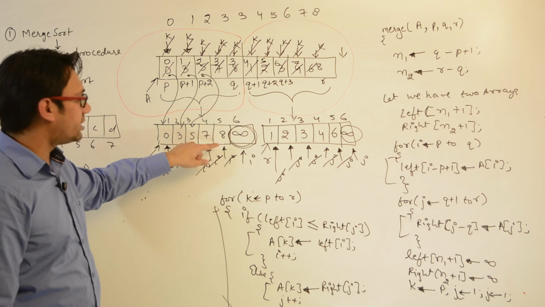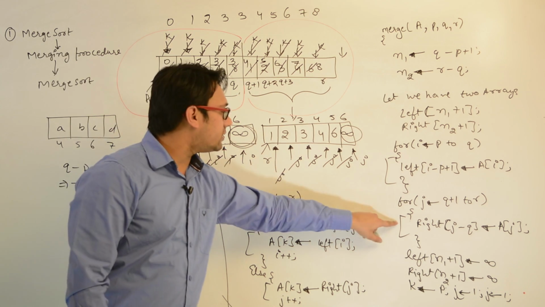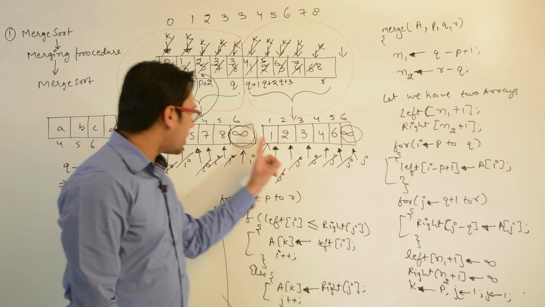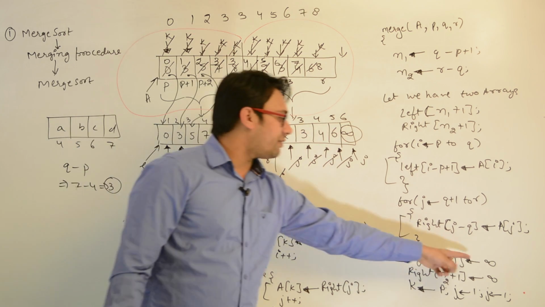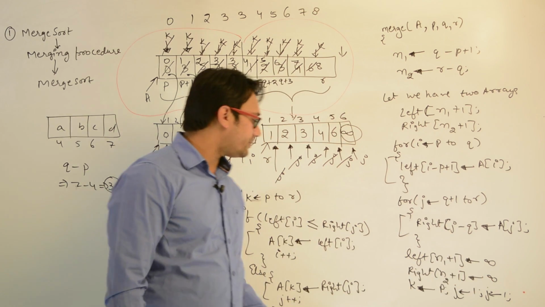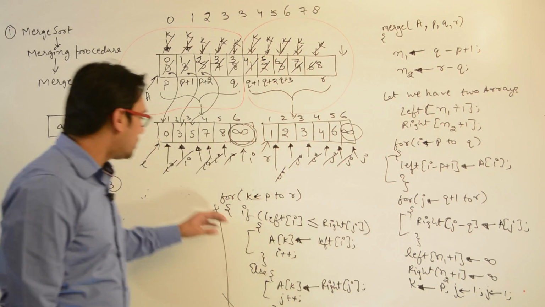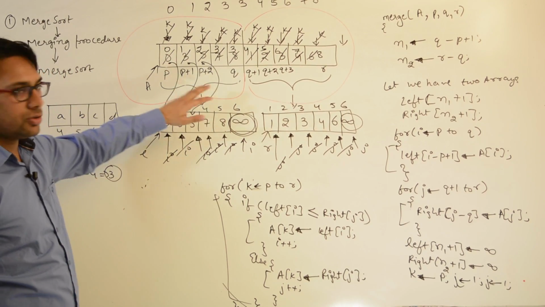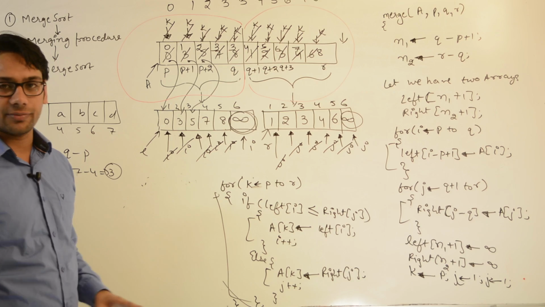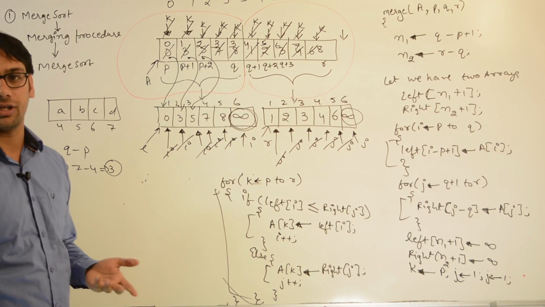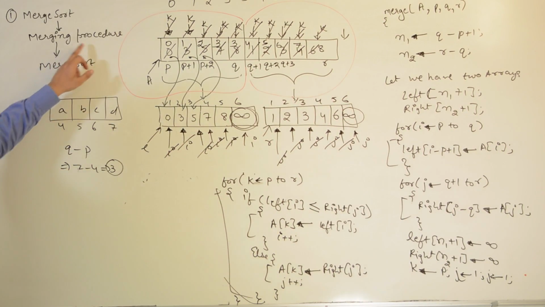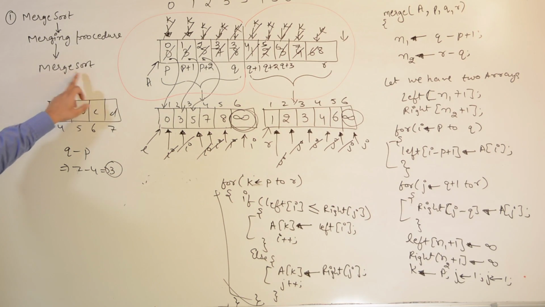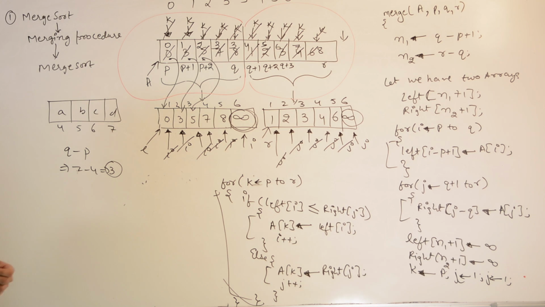From here to here we have copied this data to this array, and in this case we have copied all this data to this array. Then we have initialized the last index location with a very big value, that is infinity, and then we used a for loop, this for loop k, to copy this data back to the original array in a sorted manner. So this complete thing is your merge procedure, or you can say the merging procedure. Now using this merging procedure we are going to write the merge sort algorithm.